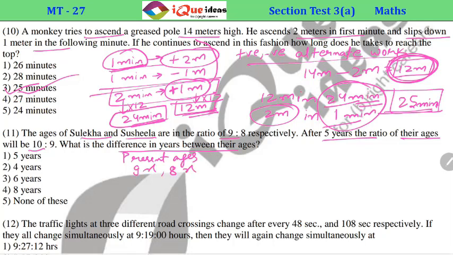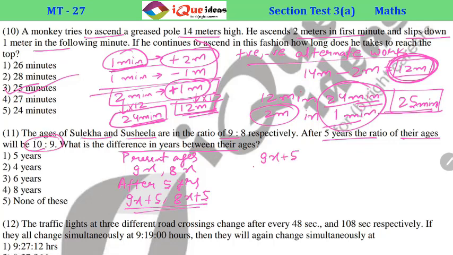That means after 5 years, their ages will be 9x plus 5 and 8x plus 5. But at that time, the ratio is given as 10:9. So we can say (9x plus 5) divided by (8x plus 5) is equal to 10 by 9. Simplify, cross multiplication. 9 times 9 is 81x plus 9 times 5 is 45. 10 times 8 is 80x plus 10 times 5 is 50.